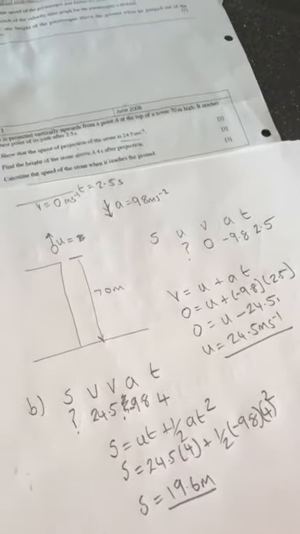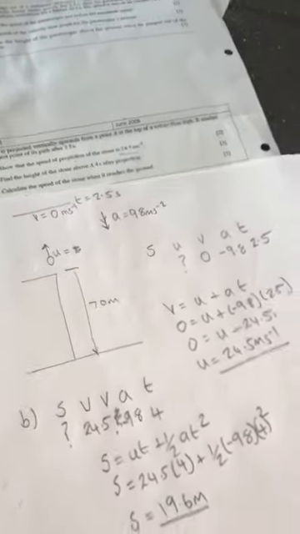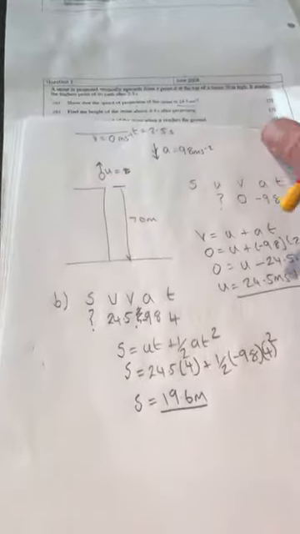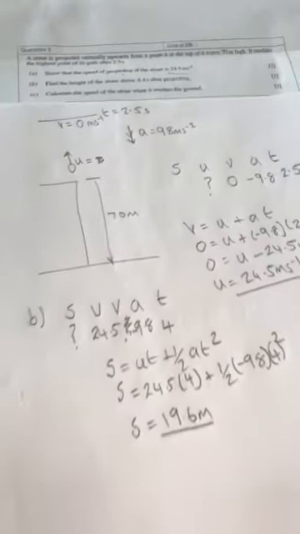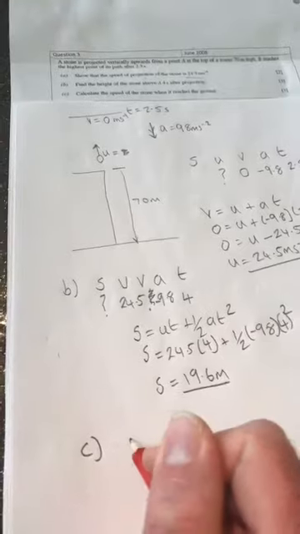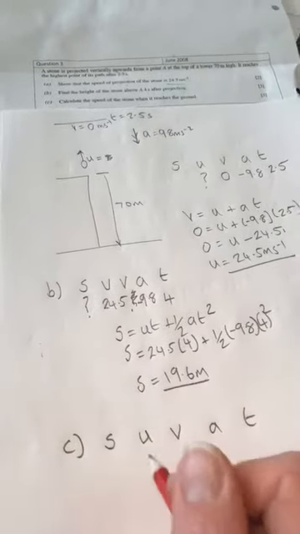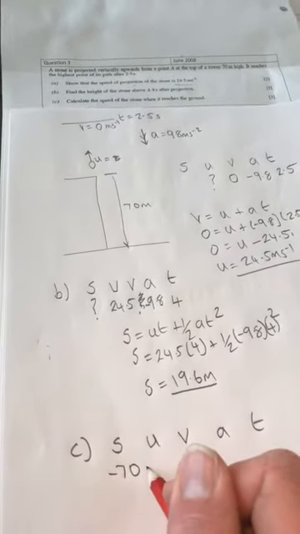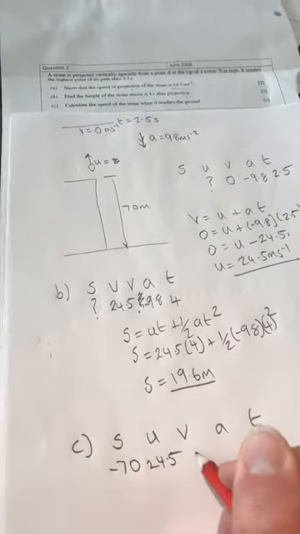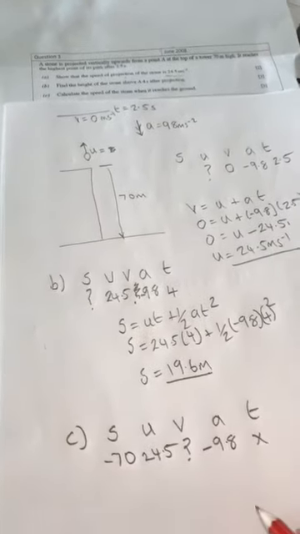Finally, it says calculate the speed of the stone when it reaches the ground. So for part C, we have another SUVAT. Remember about displacement, it's from a fixed point, so our displacement will be minus 70. U is still 24.5 upwards. V is what we want, A is minus 9.8, and we don't know what T is.